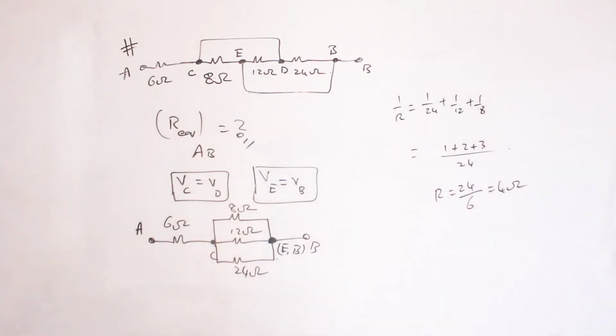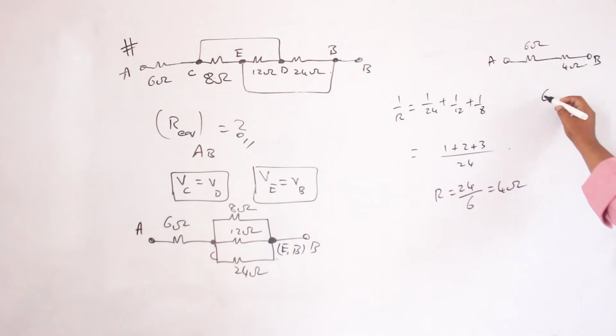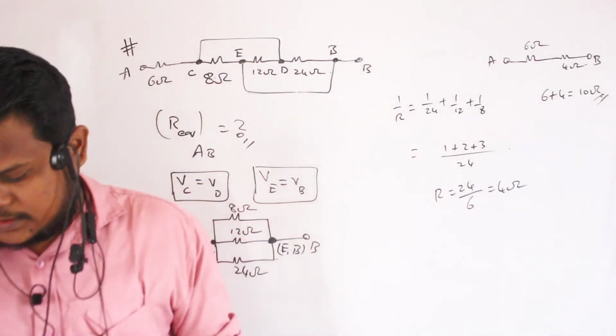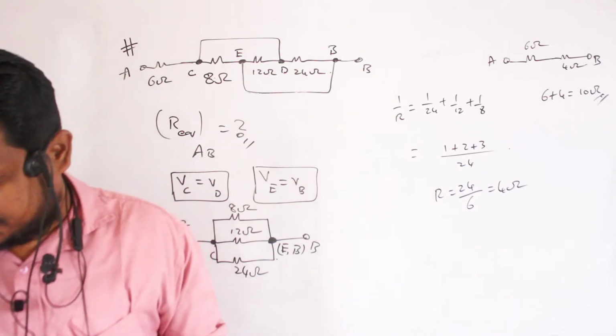4 ohms is connected to the 6 ohms resistor. So, this is 6 ohms and this one is 4 ohms. This is terminal A and this is terminal B. So, the total equivalent resistance, 6 plus 4, is 10 ohms. This is my equivalent resistance between A and B. That's all. Have you understood, all of you? I hope you have understood.